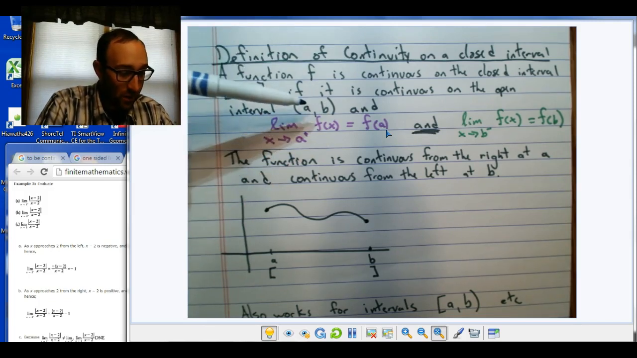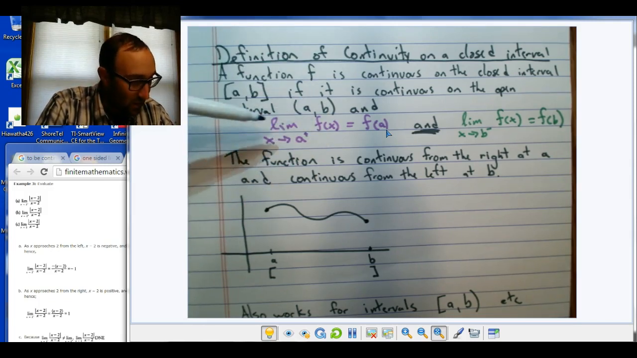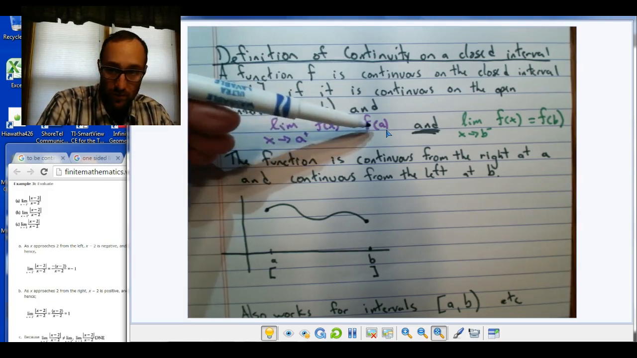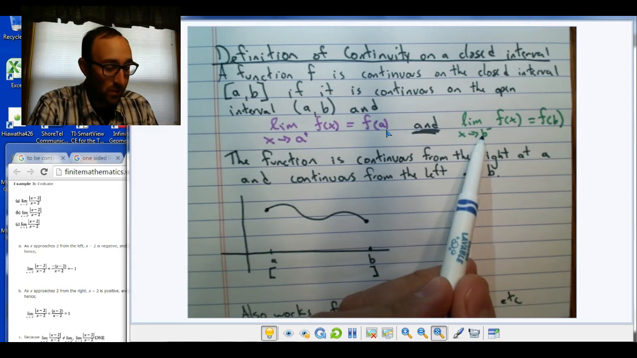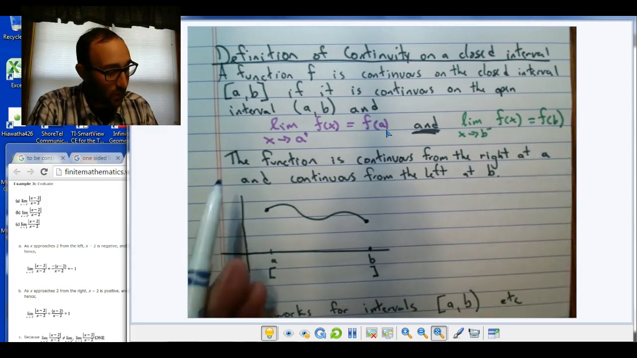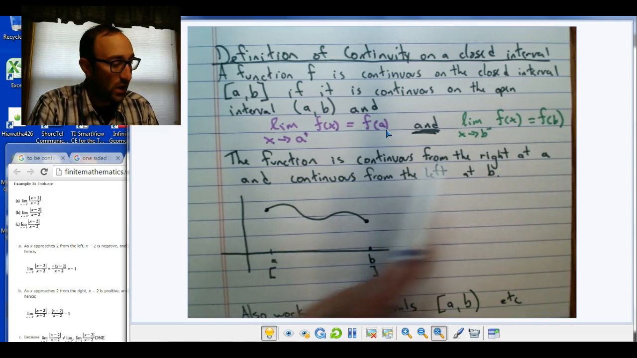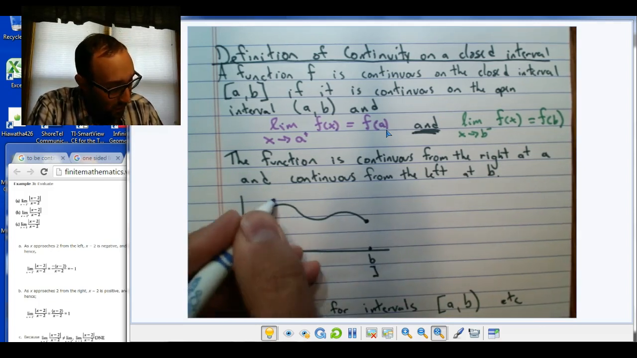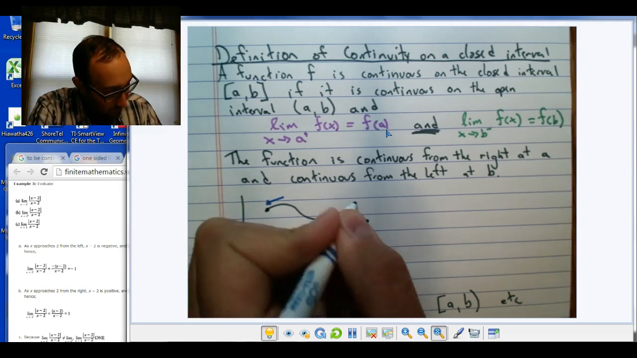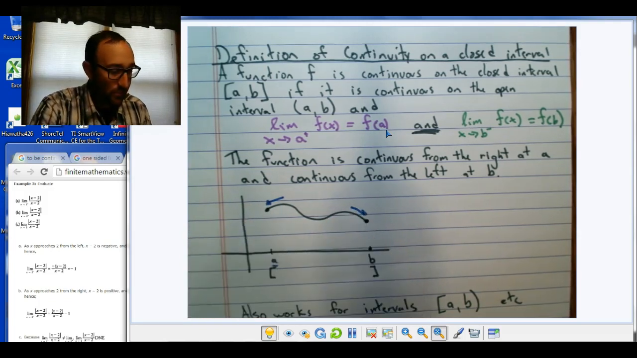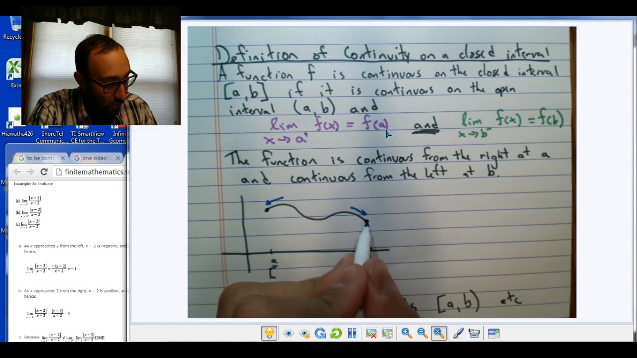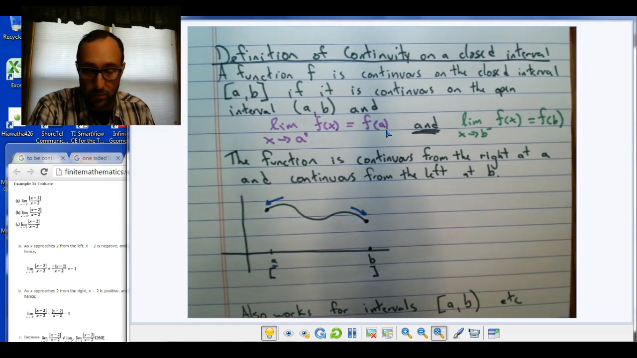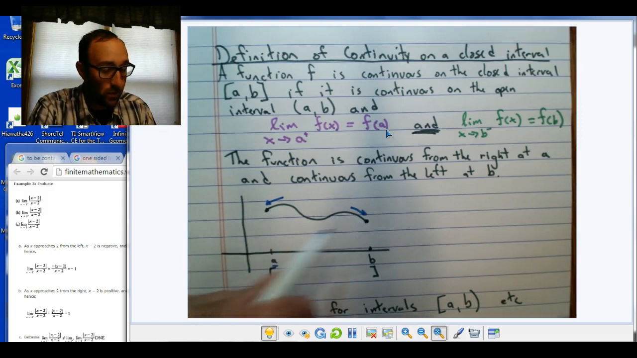Okay, so it's got to be continuous on the open interval, and the limit as x approaches A from the right side is going to equal f of A, and the limit as you approach B from the left side is going to equal f of B. And then the function is continuous from the right at A and continuous from the left at B. So remember, A is the smaller one, B is the larger one. So we want to find this one and that one. As long as they are going to this point, there's not like any jump or removable spots, right? So as long as we can go to those, we're going to be good on this interval.